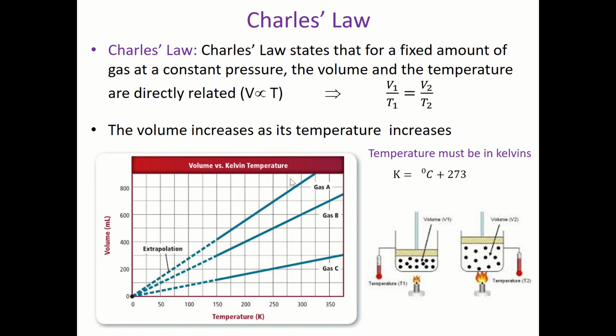Now look at this. Here I have three different gases: gas A, gas B, and gas C. These are any three different gases. They could be hydrogen, oxygen, nitrogen, anything, right? You will notice that it doesn't matter what kind of gas we are talking about, it's always directly proportional. If I increase the temperature in Kelvin, the volume must increase, no matter which gas we are using.